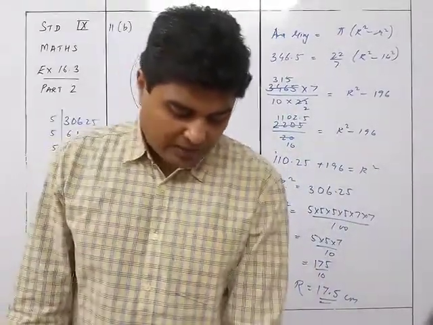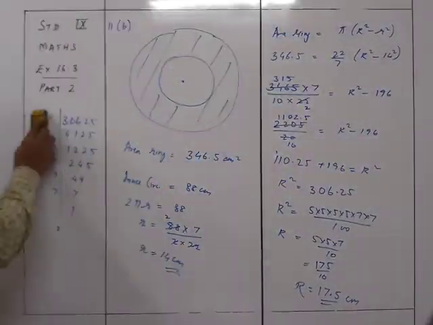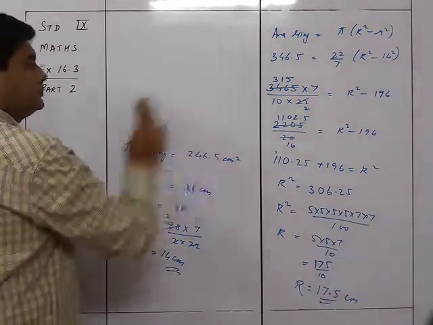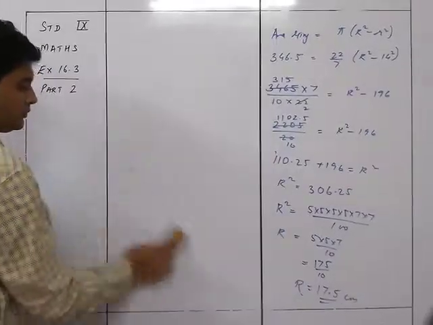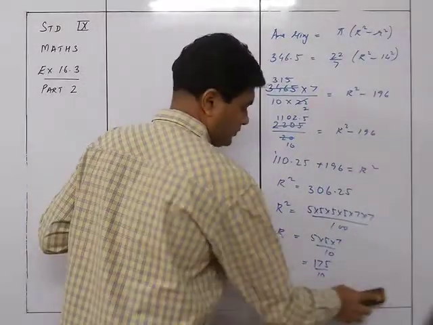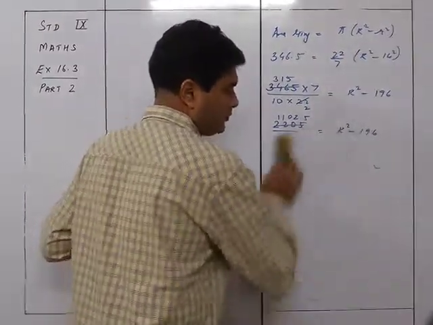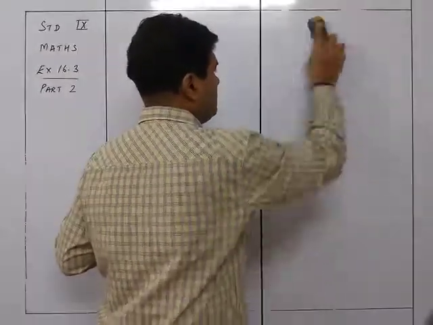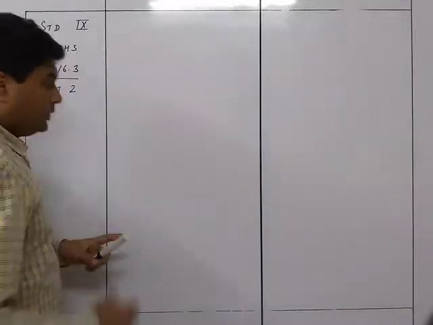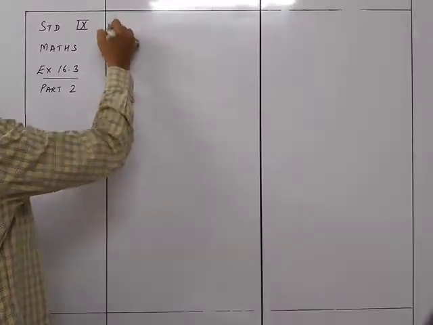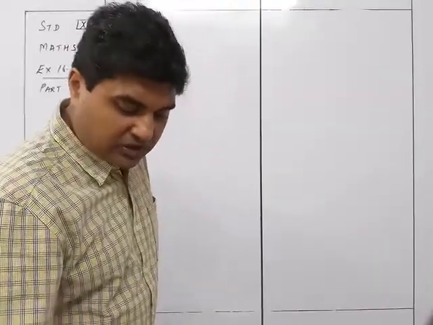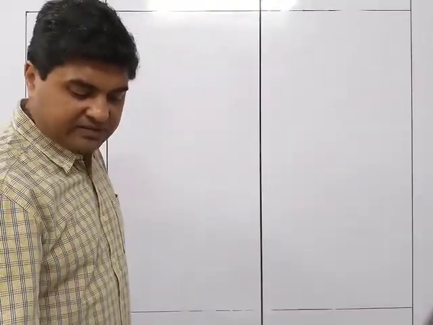We now move on to sum number 13. So that's sum number 13 now. The sum of diameters of two circles is 14 and the difference of the circumference is 8. Find the circumference of the two circles.